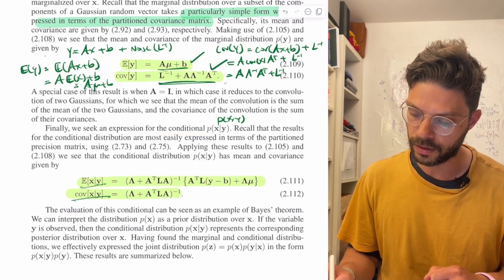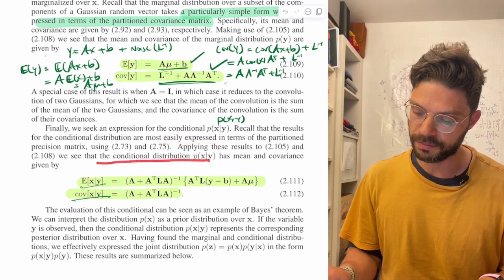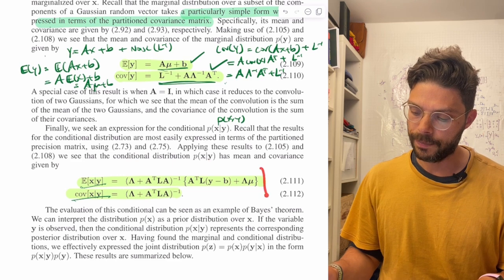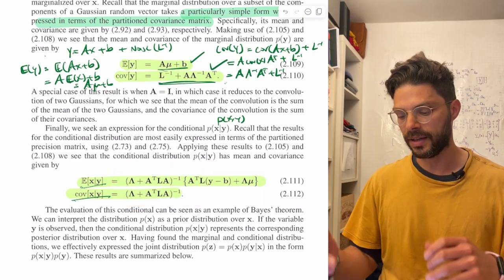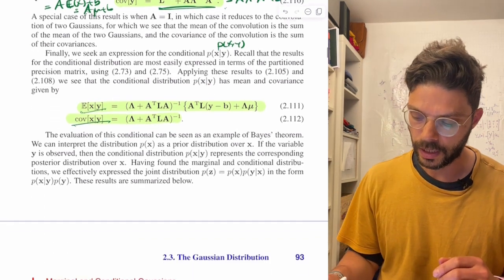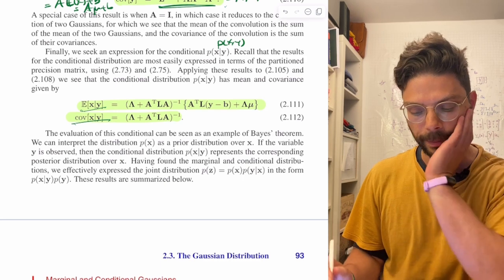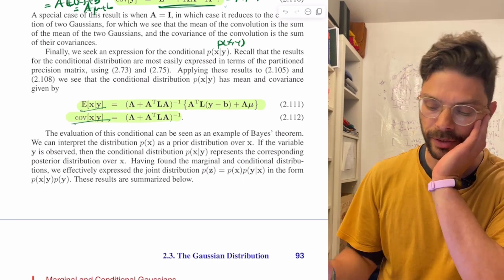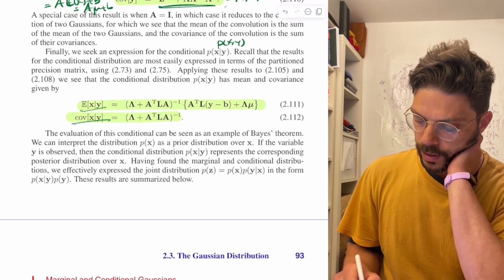Recall the results are most easily expressed as before. We see that the conditional expression has a mean and covariance given by these slightly mysterious formulas. And in a second, I will try to give you some intuition for where they come from. It's just something I thought about today, as a way of giving you a sense of where they come from.